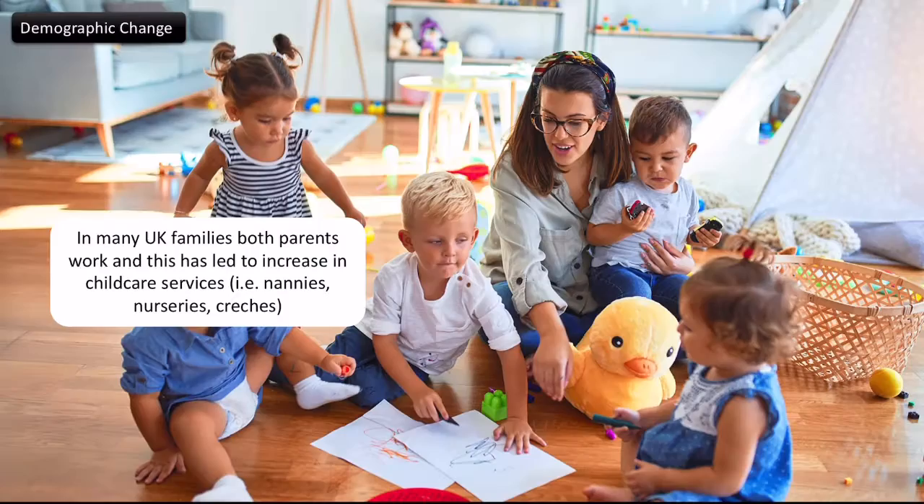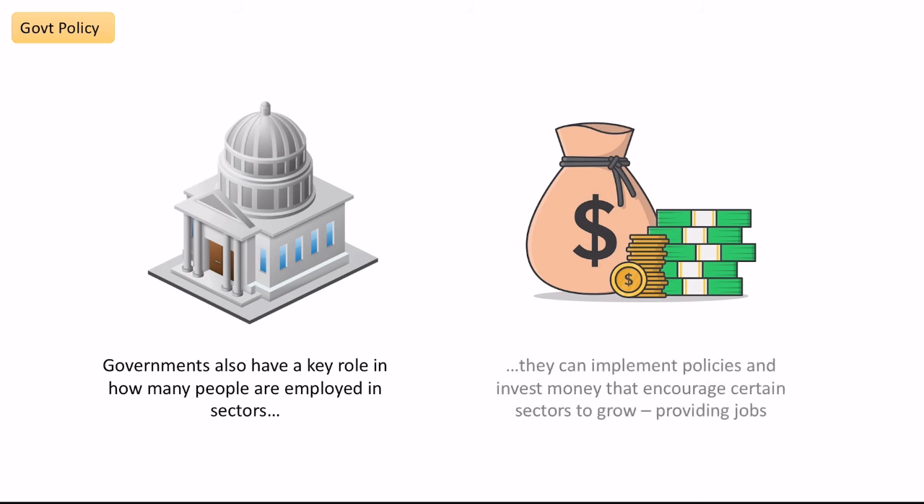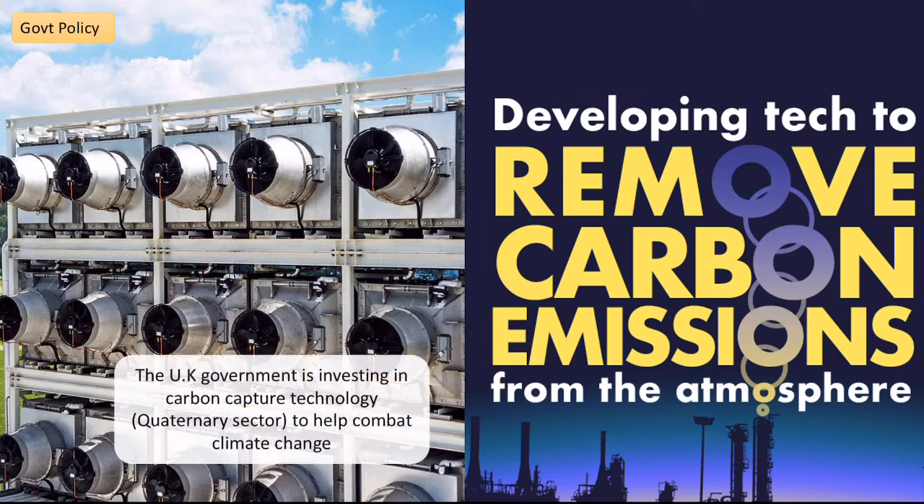The last thing is to talk about governments. So governments also have a key role in how many people are employed in each sector. They can implement policies, but more importantly, they can invest money into areas which they think are important for growth. And when they invest into a certain sector, that can provide new jobs. A good example in the UK is the fact that they're investing in carbon capture technology. This is in the quaternary sector. It needs a lot of research and development to actually work. They're doing this to try and reduce carbon emissions.